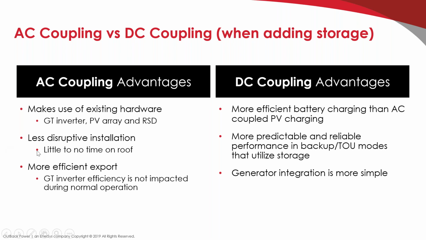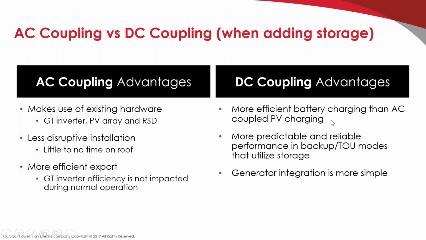Okay, so one advantage though to AC coupling is you can make use of the existing hardware. You just add our inverter, set of batteries, and just leave everything else intact. So it's a lot less disruptive. You don't have to spend a lot of time on the roof. Now, when you're grid connected, the grid tie inverter efficiency is not impacted. Again, like I said, we're just a piece of wire between the grid tie inverter and the grid. However, when you're DC coupling, you're going to get much more efficient battery charging than AC coupled PV charging.